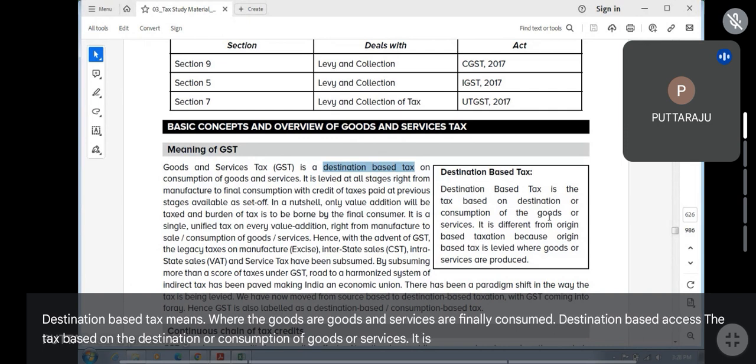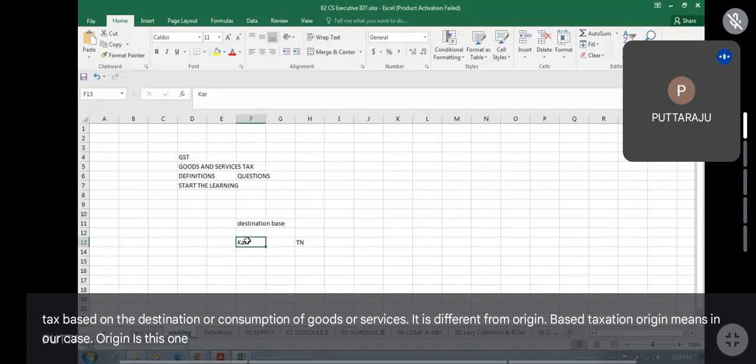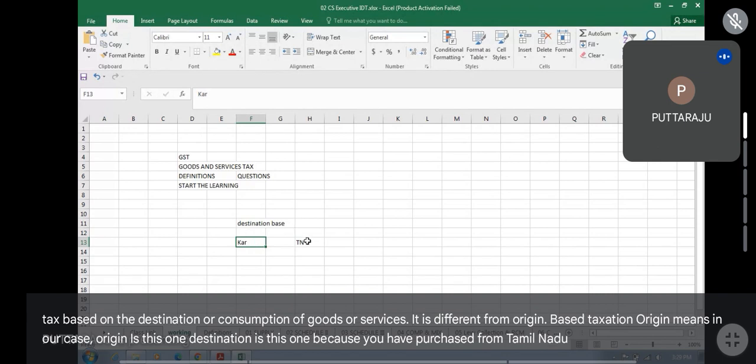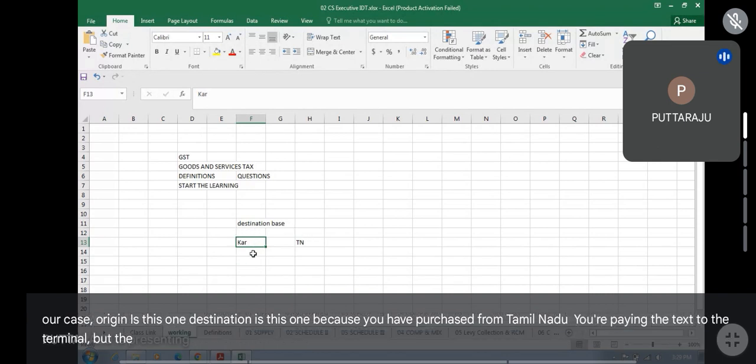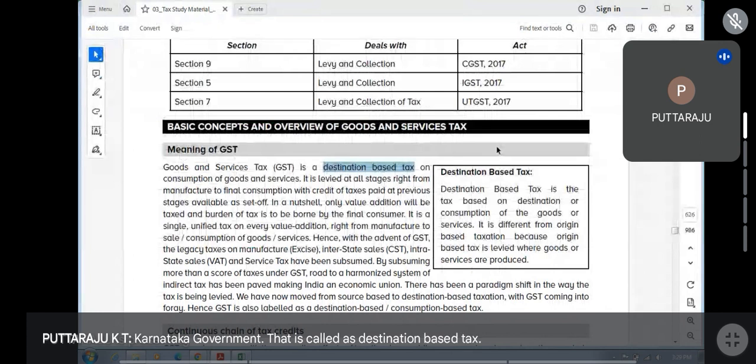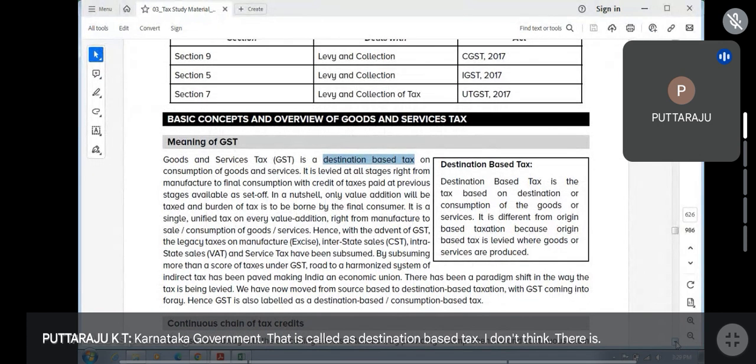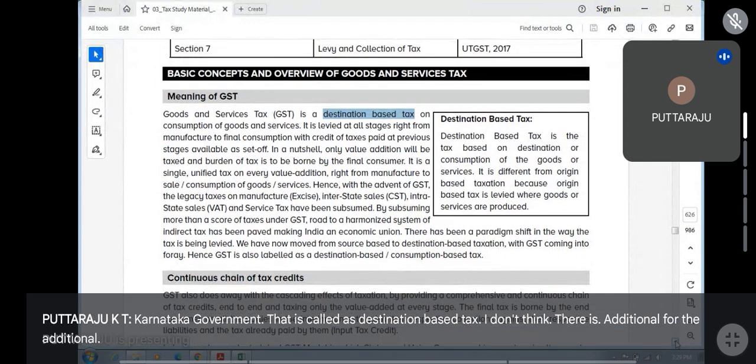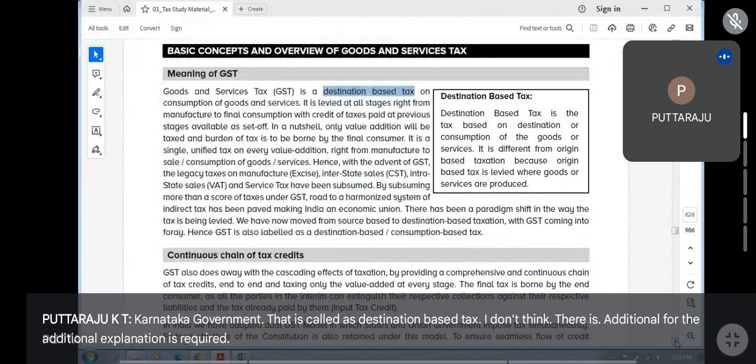It is different from origin based taxation. Origin means, in our case, origin is this one, destination is this one, because you have purchased from Tamil Nadu, you are paying the tax to Tamil Nadu, but the tax will be enjoyed by the Karnataka government. That is called destination based tax. I don't think additional explanation is required.